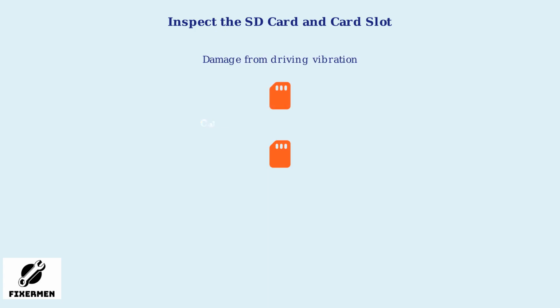Driving vibrations can gradually damage the card, corrupting data sectors and causing recognition issues. This wear and tear accumulates with regular use. If the SD card shows visible damage or continues to fail recognition after cleaning, replace it with a high-quality, compatible card to ensure reliable operation.